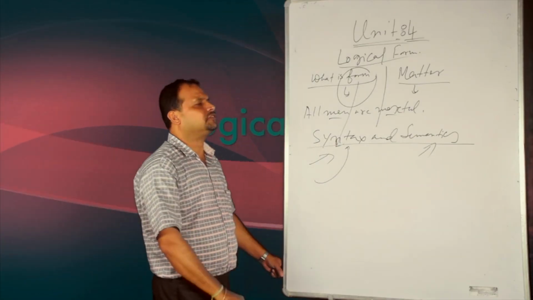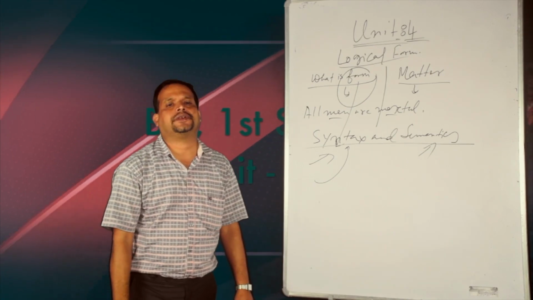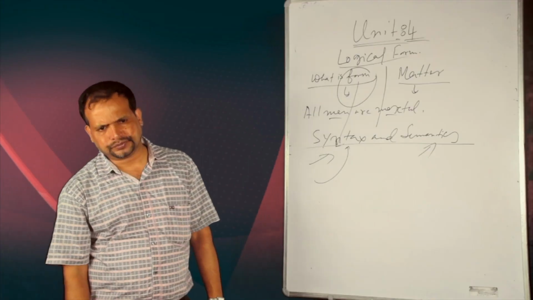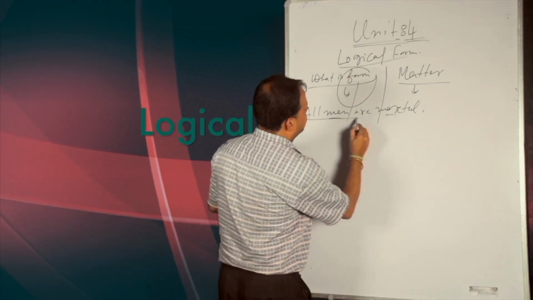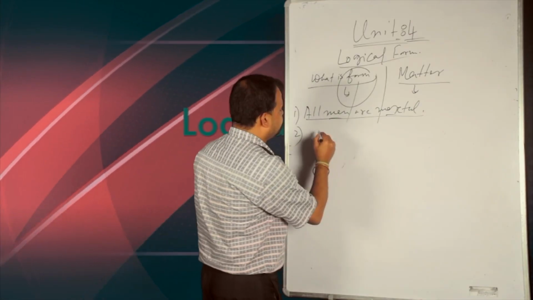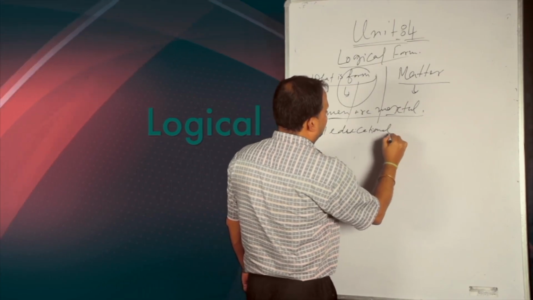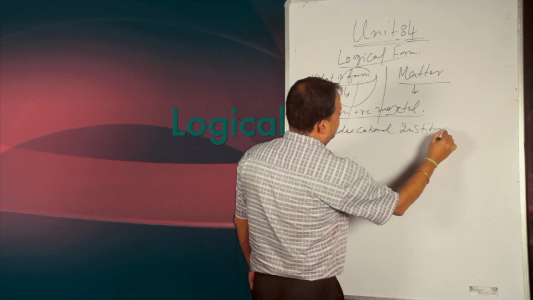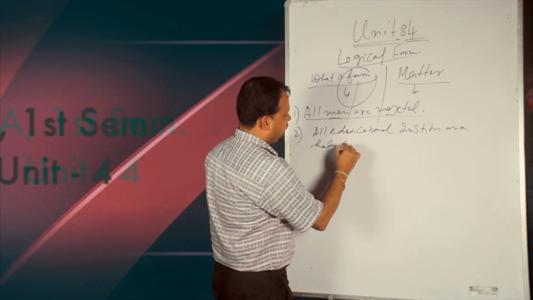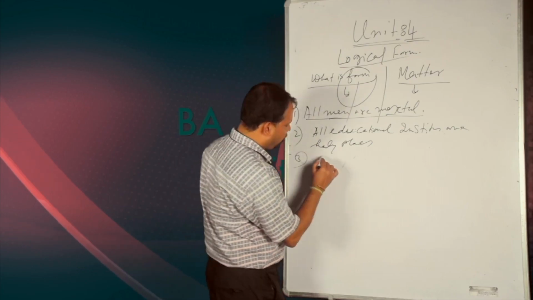Now, dear learners, the distinction between form and matter is an important distinction, an important concept in logic. In order to know the form of a proposition, we can take the following three propositions. All men are mortal, all educational institutes are holy places, and third one is all pious individuals are honest.